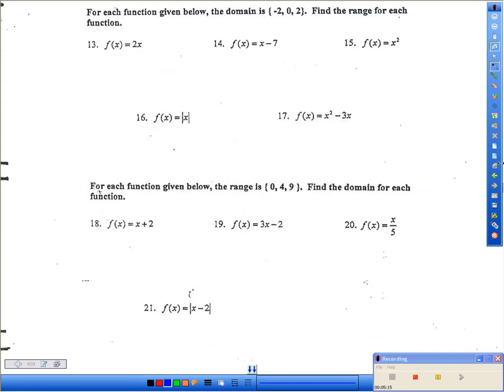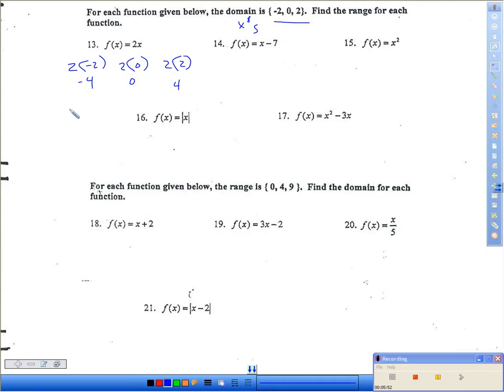On numbers 13 through 21, we are evaluating a function, and on these numbers 13 to 17, it tells us the domain is -2, 0, and 2. We know that the domain means that the x's are going to be -2, 0, and 2. So on each of these, we need to take out the x and substitute in each of the domain members. So instead of 2 times x, we need to do 2 times -2 and get -4. Instead of 2 times x, we need to do 2 times 0 and get 0, and we need to do 2 times 2 and get +4.